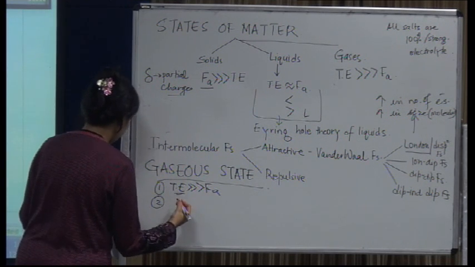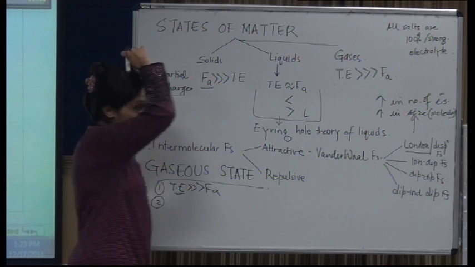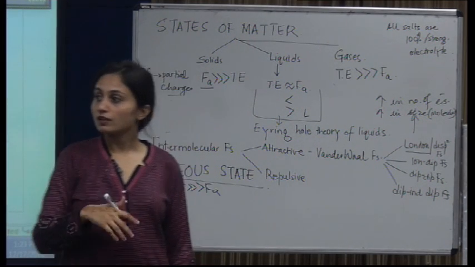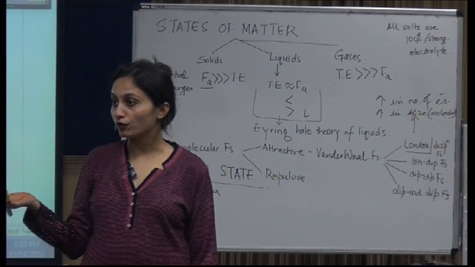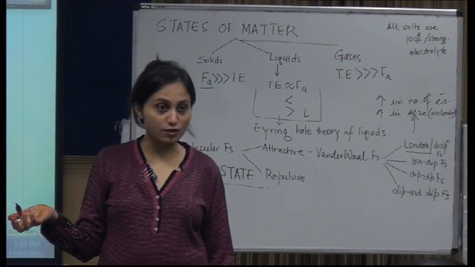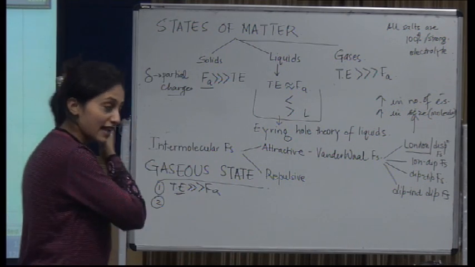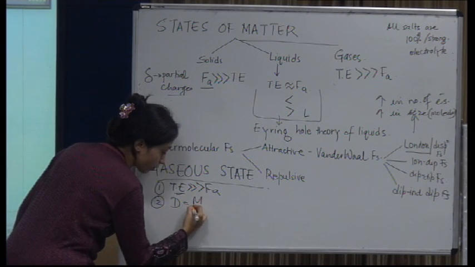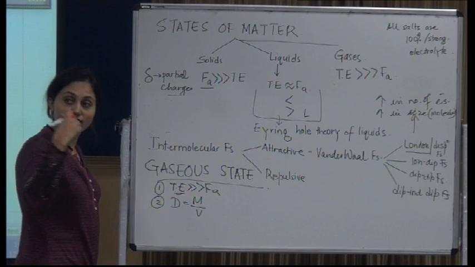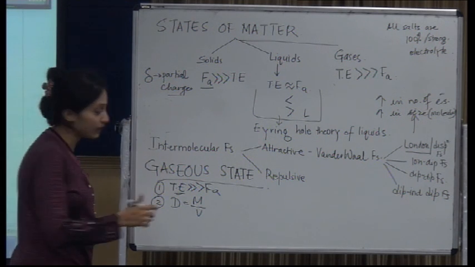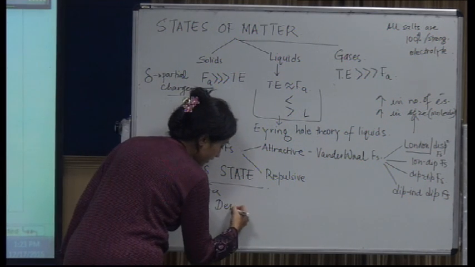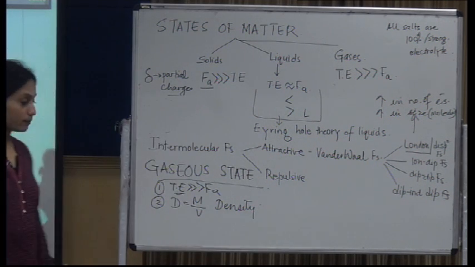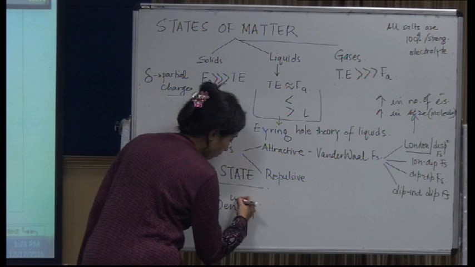Then the second thing that we talk about is, what happens in case of gases? The molecules are free to move. They're absolutely free to move. So the volume is the highest in case of gases. If the volume is the highest, then density is equal to mass upon volume, so the density will be the lowest. In fact, density will be the lowest of all three states of matter. So remember that they have the lowest density.